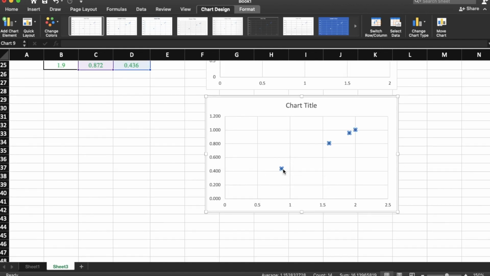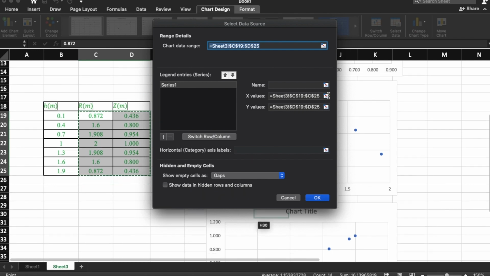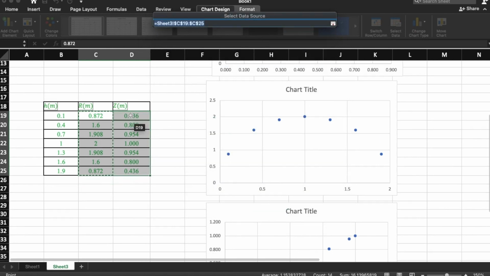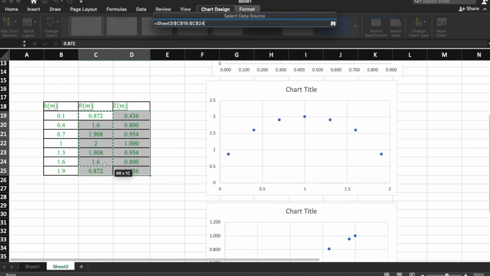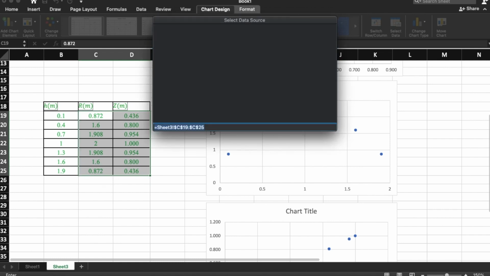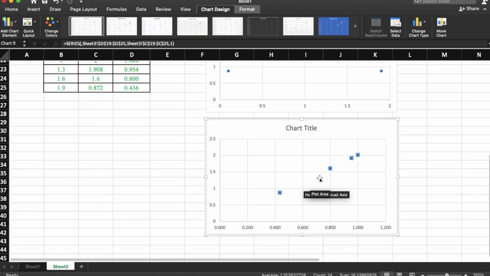So click on the data, select data. The x values should be z, and the y values should be r. Okay, then do the same procedure, add a trend line, and change also the title and the names of the axis.